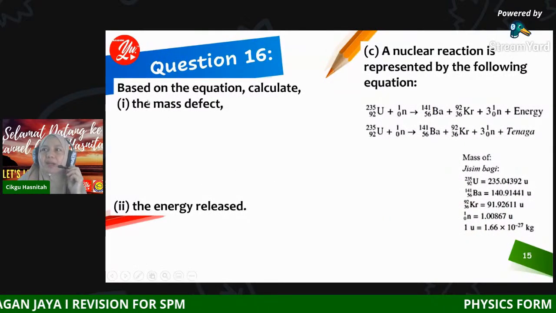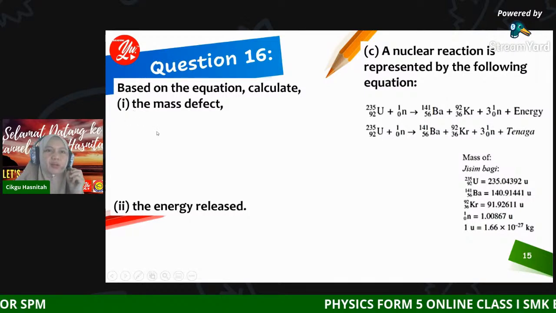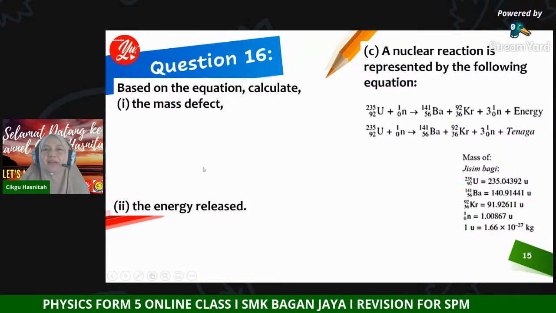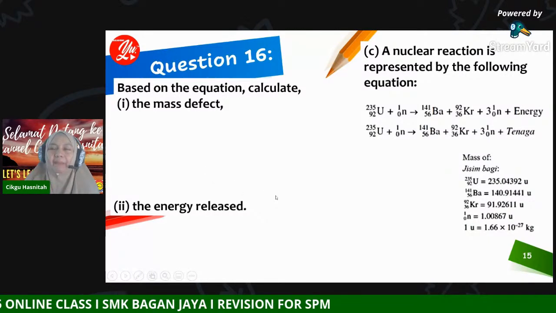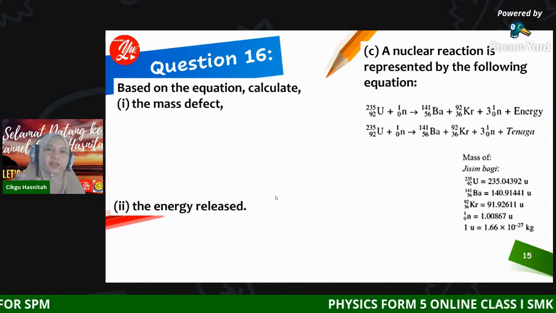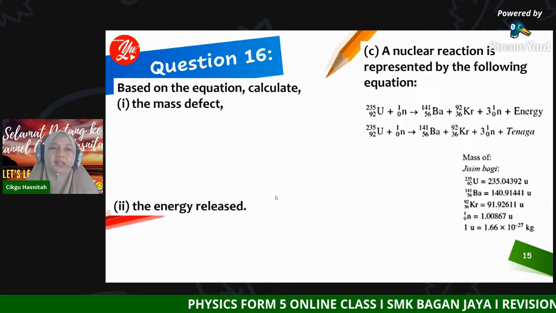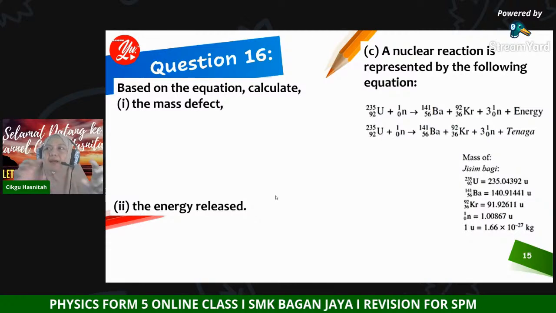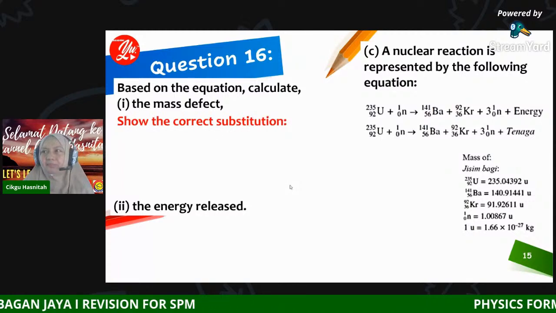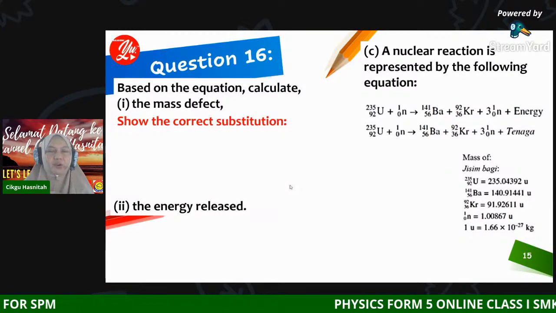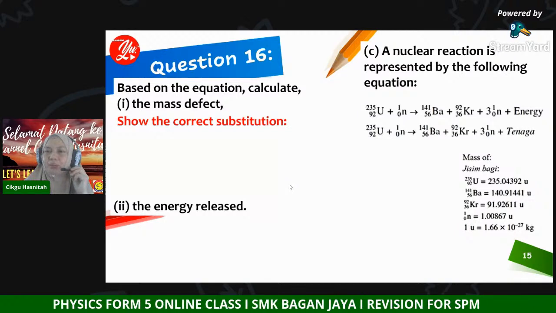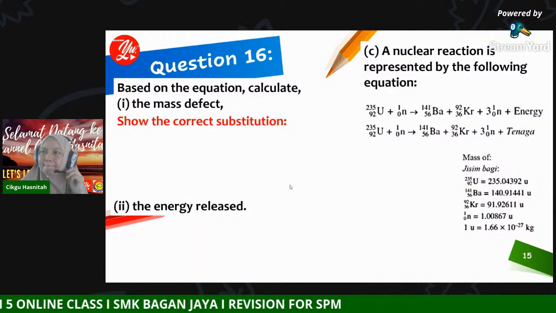First question: based on the equation, calculate the mass defect. So how do we find the mass defect? Remember in class, the mass defect is the total mass of the reactant minus the total mass of the product. The total mass on the left side minus the total mass on the right side. You can calculate the mass defect if you haven't tried yet. Later, I will show you the answers.